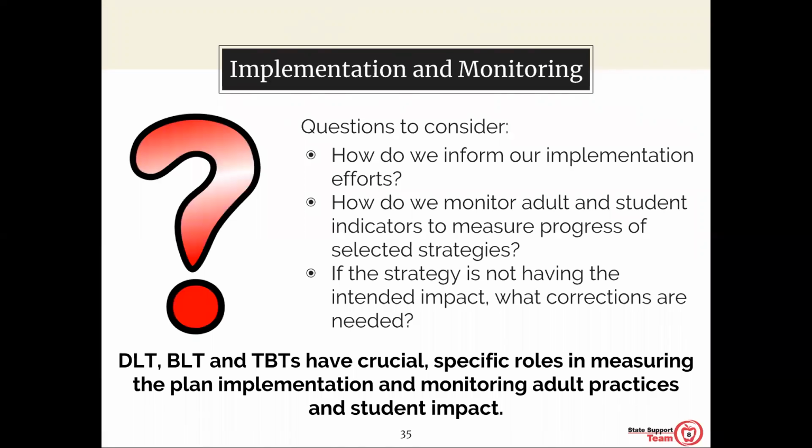As you are implementing and monitoring, here are a few questions to consider. How do we inform our implementation efforts? How do we monitor adult and student indicators to measure progress of selected strategies? If the strategy is not having the intended impact, what corrections are needed? Each level in the collaborative structure will need to ensure that implementation and monitoring occurs for both adult practices as well as student impact.